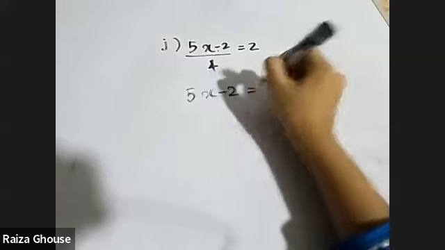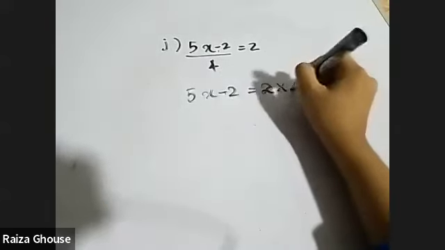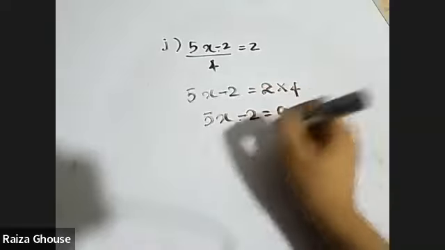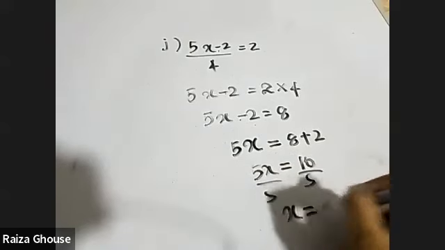First carry 4 to the other side. Very good. Carry 4 to the other side by multiplying. Then? Then 5x minus 2 equals 8. Then carry minus 2 to the other side. So 8 plus 2 equals 5x. Then divide 5x by 5 and 10 by 5. Very good. So the answer is 2.